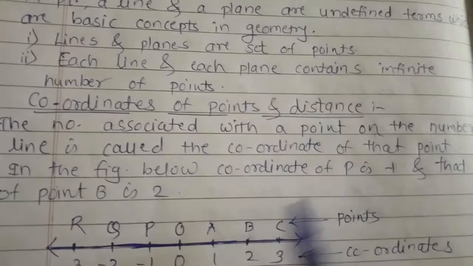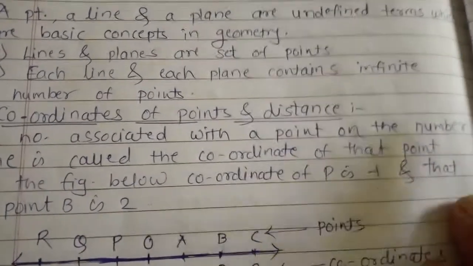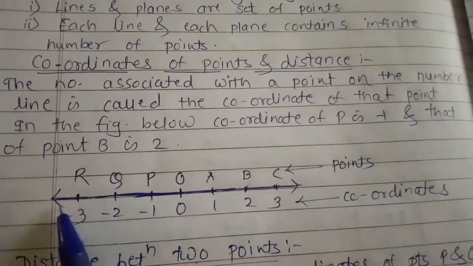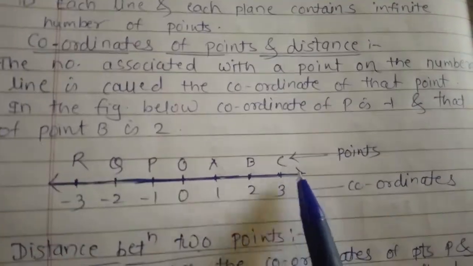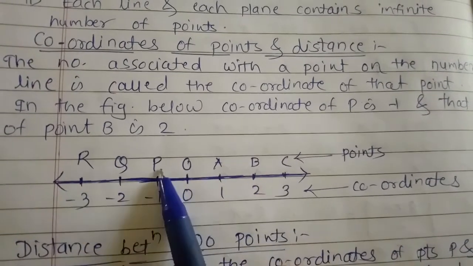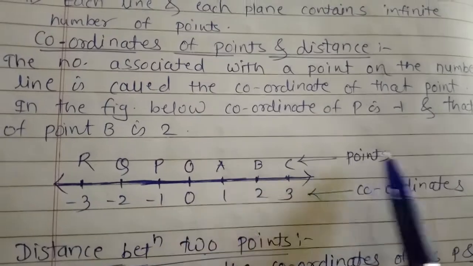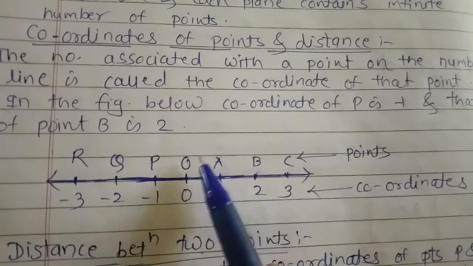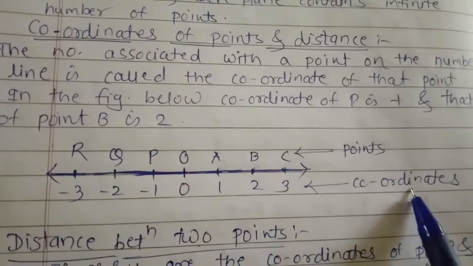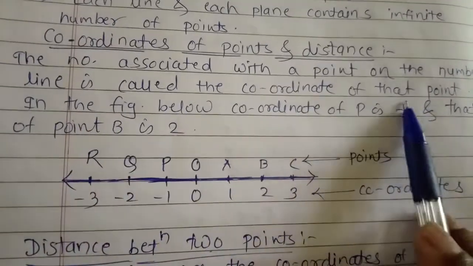So listen carefully. The number which is associated with a point on the number line is called a coordinate. Means what? There is one number line, and see the points O, A, B, C, P, Q, R. These English letters are called the points, and the number which is associated with these points is nothing but the coordinate. It is called the coordinate of that point.